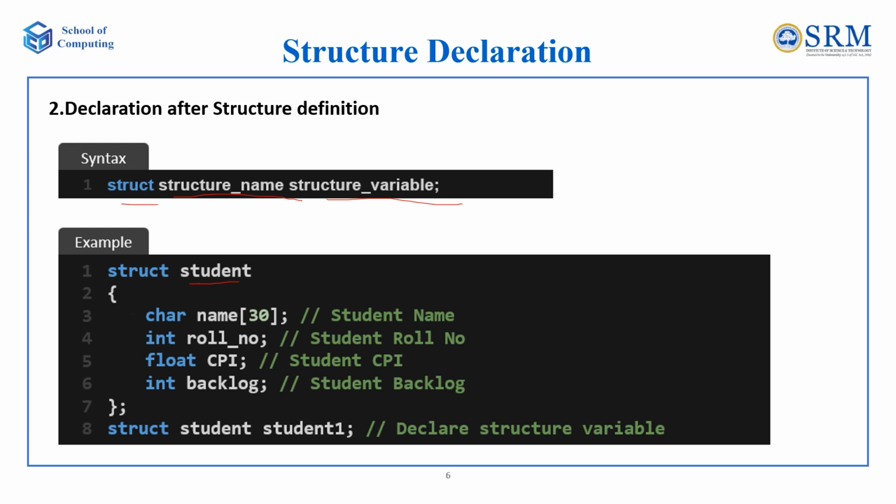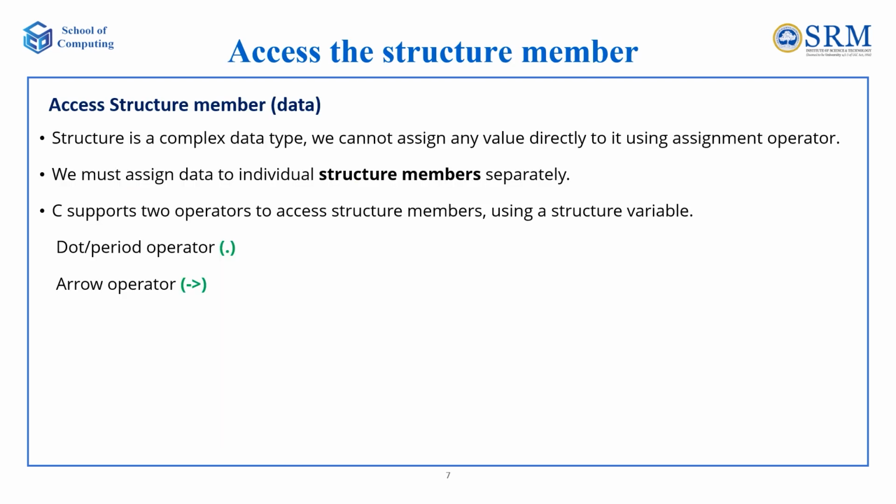So if we have to declare the structure variable outside or after the structure definition, then we use the keyword struct, then the structure name followed by the structure variable. And even here, multiple structure variables can be defined after the structure definition. There are two operators that are used in C to access the structure members. One is the dot operator and the other is the arrow operator.